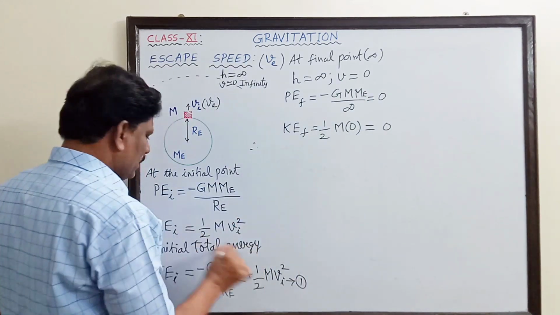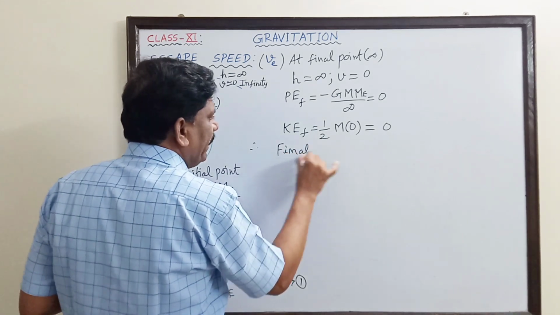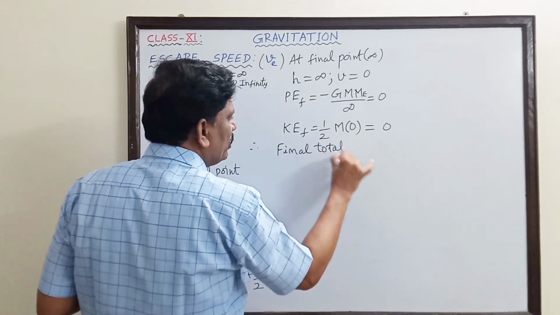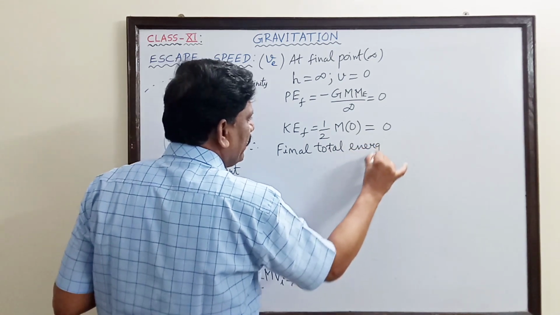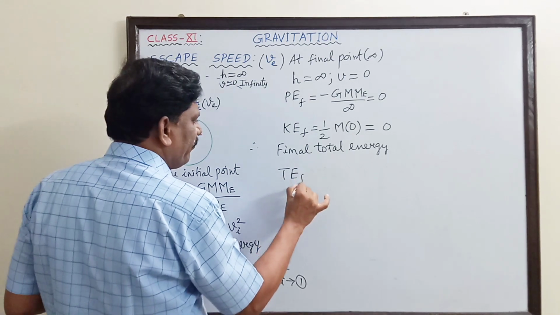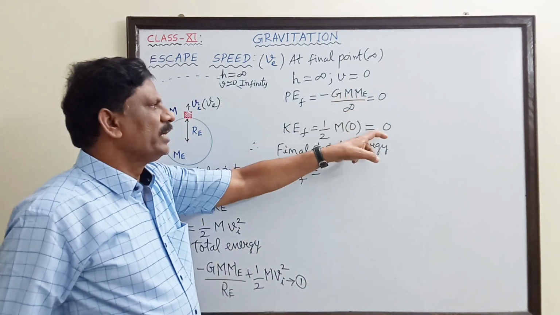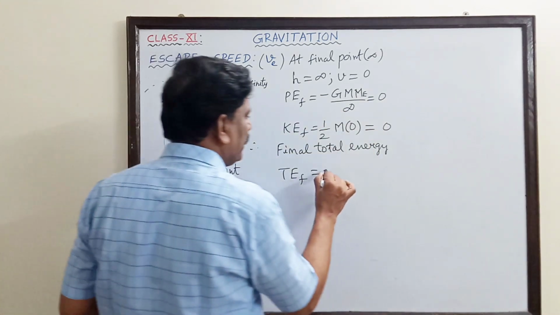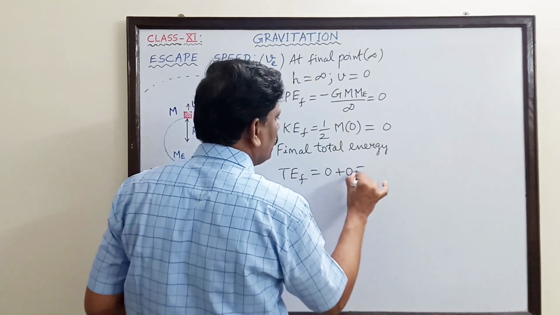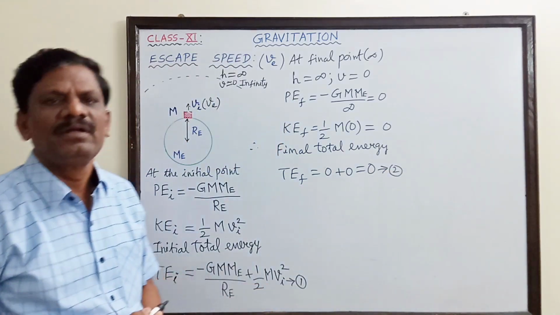Therefore, what is the final total energy? The final total energy, denoted by the symbol TE final, we have to add the potential energy and the kinetic energy, so this is equal to 0 plus 0, that is equal to 0. This is equation 2.